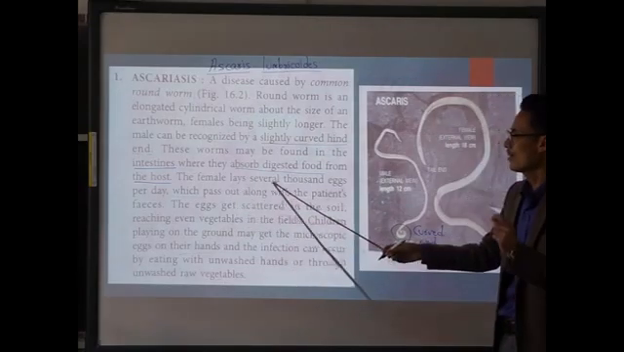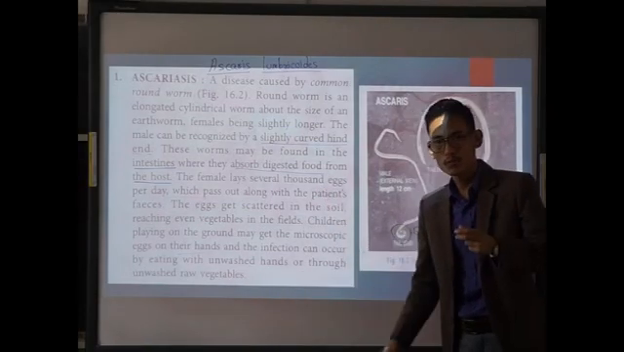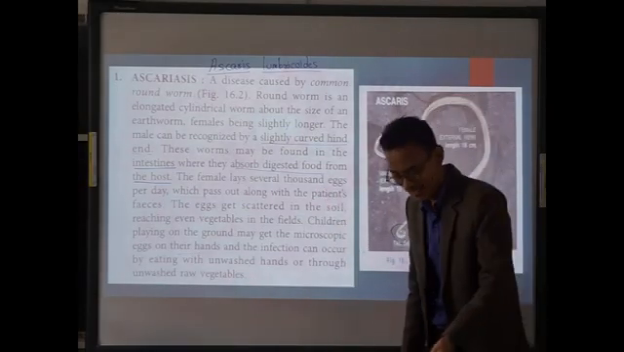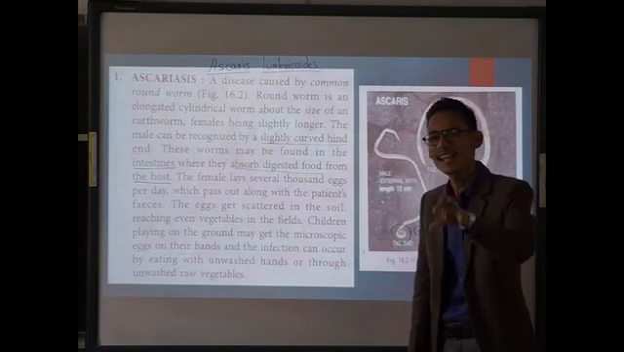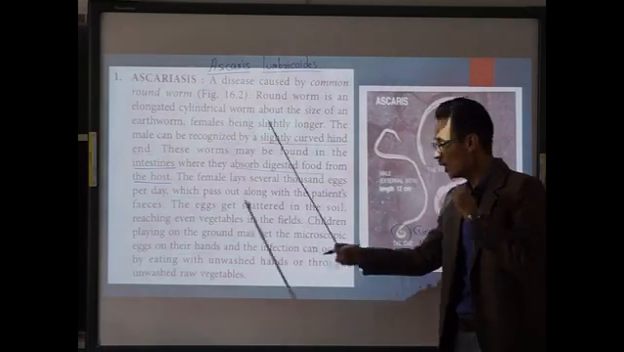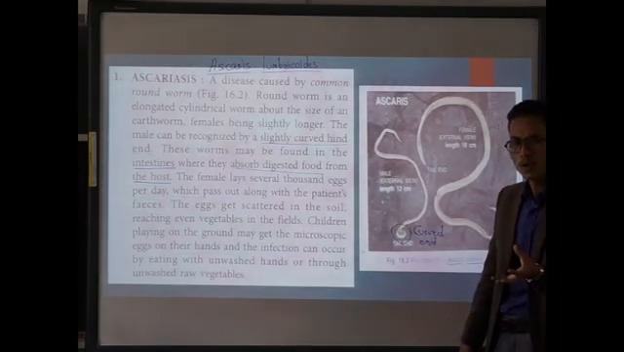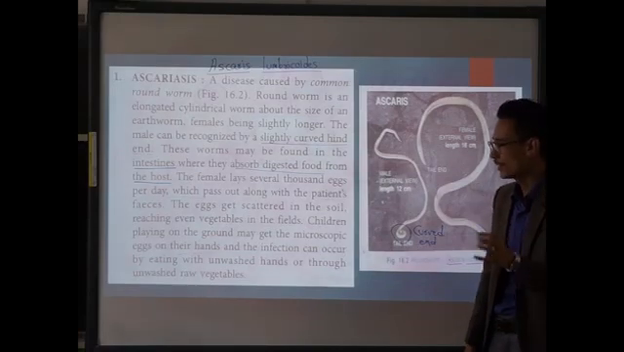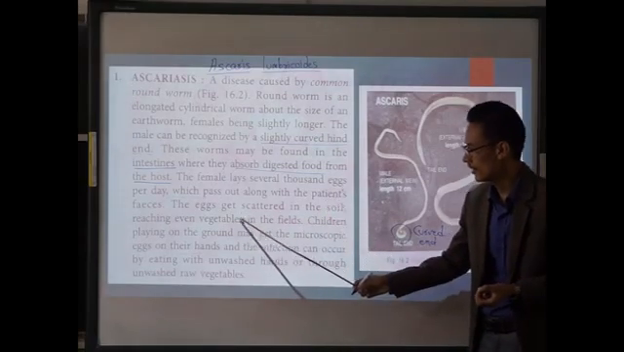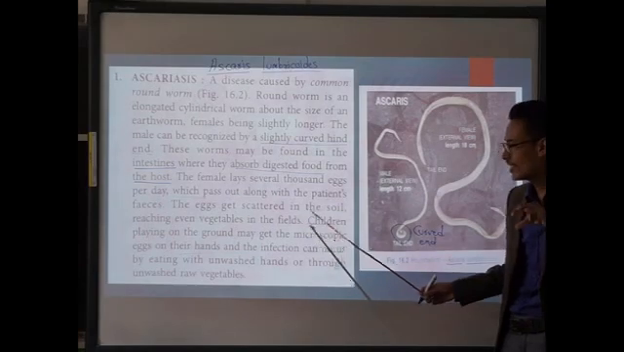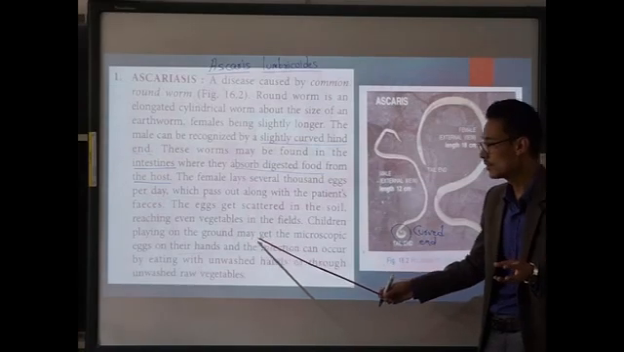Now, the female lays several thousand eggs per day, which pass out along with the patient's excreta. That means within our body the female will lay the eggs, and those eggs will be excreted from our body through the human excreta. Once the eggs are excreted through the waste product, they will be scattered in the soil, and even get onto the vegetables in the field. Once the children who are playing on the ground might be infected with those eggs.